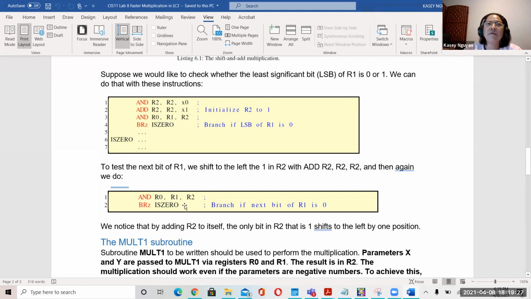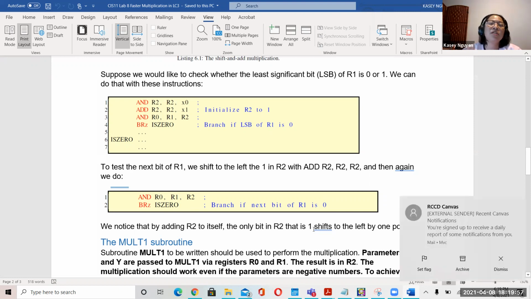Okay. And if you look at the AND operator, when you AND anything with a 1, what happens? Anytime that it's a 1, it's a 1. When you AND it with a 1, the output is going to be a 1. Right? So then when you're adding register 2 to itself, the only bit for register 2 that is 1 shifts to the left of the 1 position.